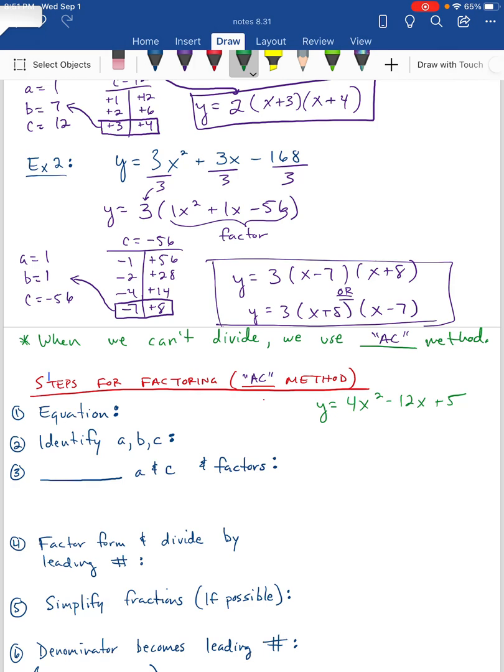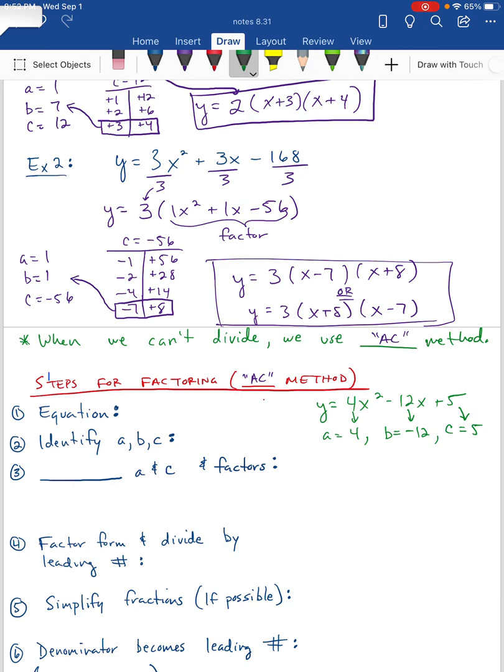So the second step is to identify a, b, and c, which was the same step from yesterday. So a here is 4 now, right, because it's with the x squared. B is negative 12, because that is with the x. And c is 5, because that is a constant without a variable.